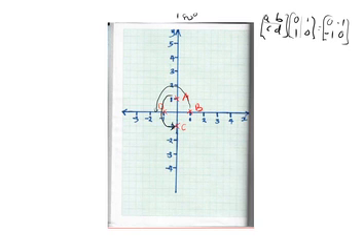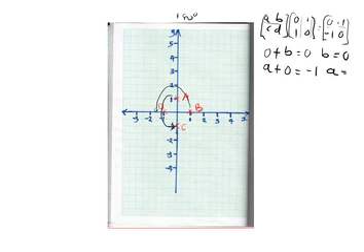The first row multiplied by the first column will be 0 multiplied by A, which is 0, plus B multiplied by 1, which is B, is equal to the first x coordinate, which is 0. This means that B is equal to 0. The first row multiplied by the second column will give us the second x coordinate, which is -1. So A multiplied by 1 is A, plus B multiplied by 0 is 0, is equal to -1. This means that A is equal to -1.